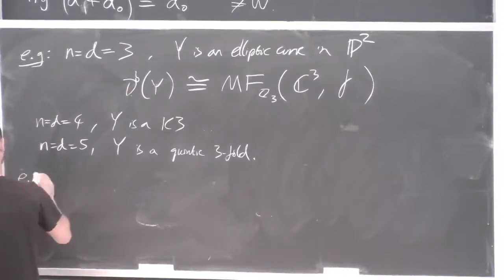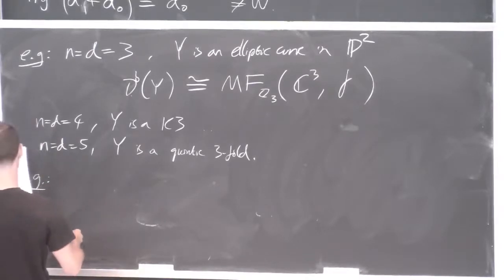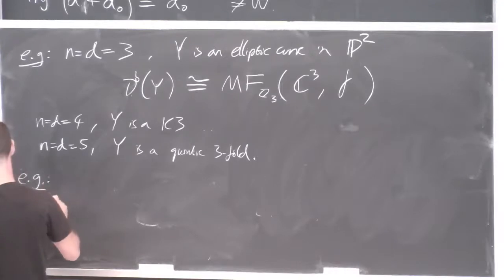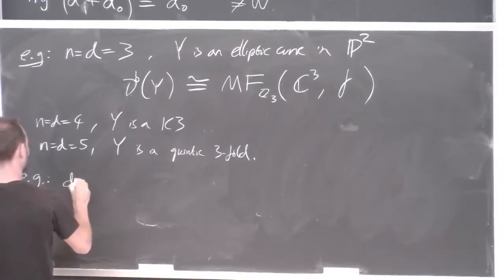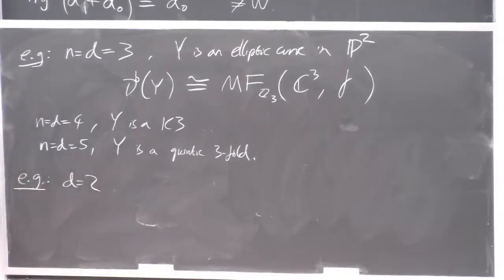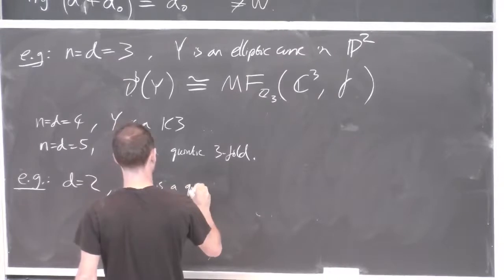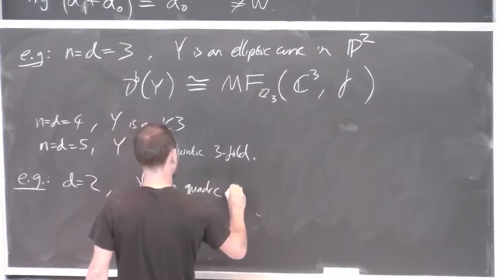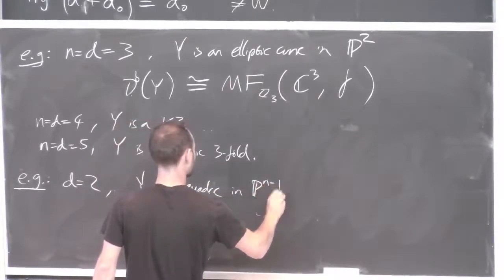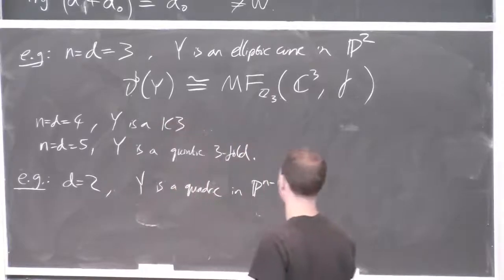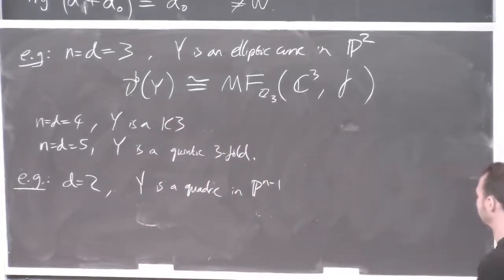Let me do a final example to make contact with what Nick yelled from the side. In fact, let's just do a quadric. So let me set d equals 2, but n can be anything you like. What does that say? It says Y is a quadric hypersurface. So in low dimensions, it would be a rational curve, or it would be a P1 cross P1, or so forth.